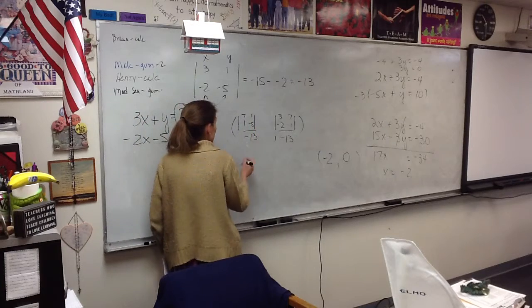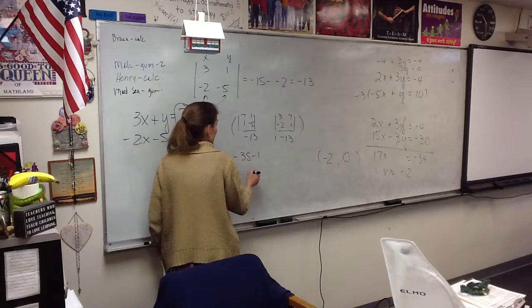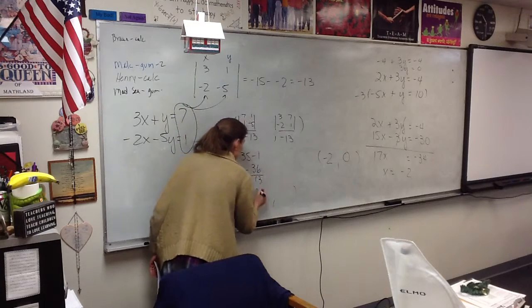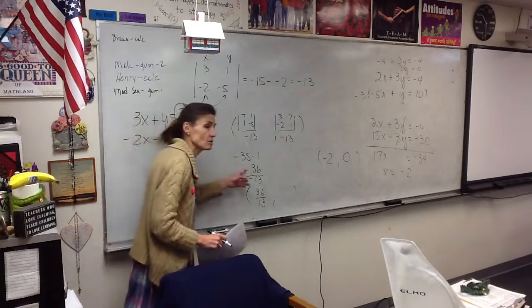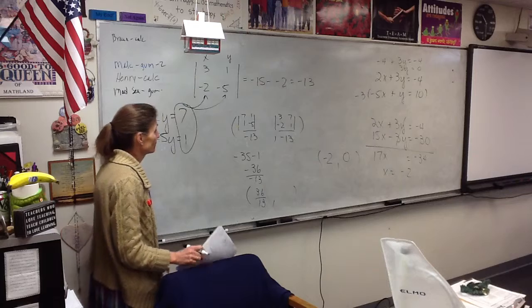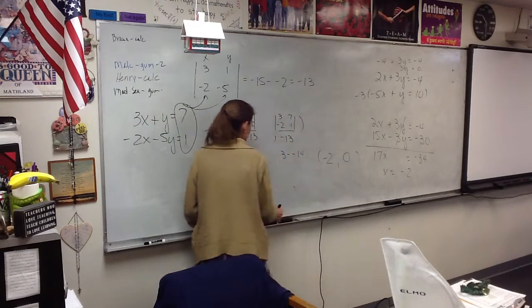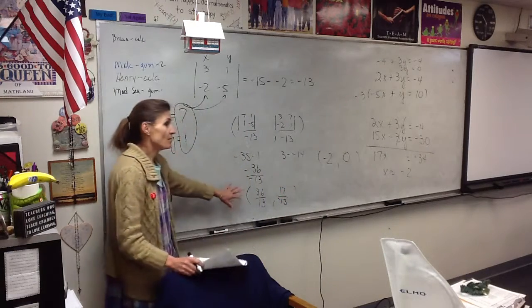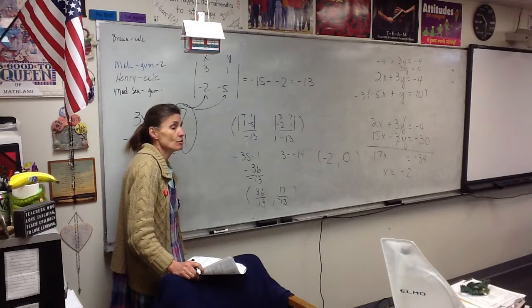Now I evaluate. So I have -35 minus 1. That's -36 over -13, which becomes 36/13, because the negatives cancel. Here, I get 3 minus negative 14, I get 17 over negative 13. There is the ordered pair, that's the answer to the question.